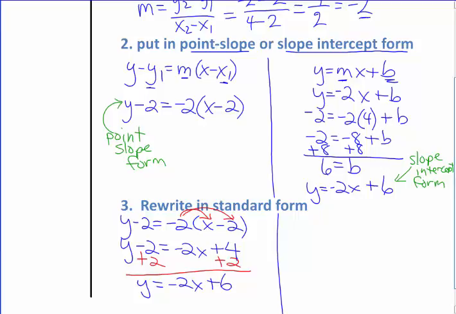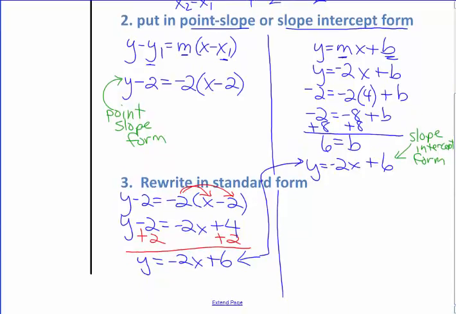Hopefully you notice at this point the equation that I have here is the same as the equation I had in my slope-intercept form. So you can take point slope and rewrite it so it looks like slope-intercept. We want standard form, which means your x and y are on the same side. So we have a little further to go where I want to get the x part on the same side with the y.